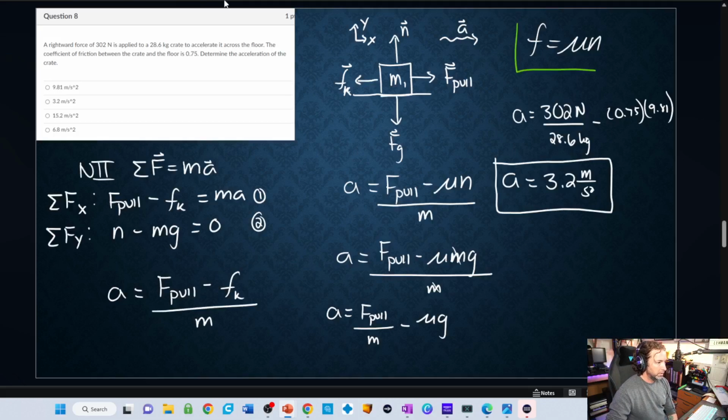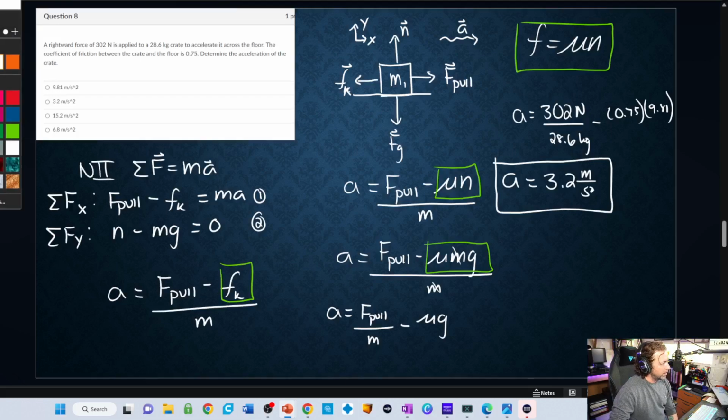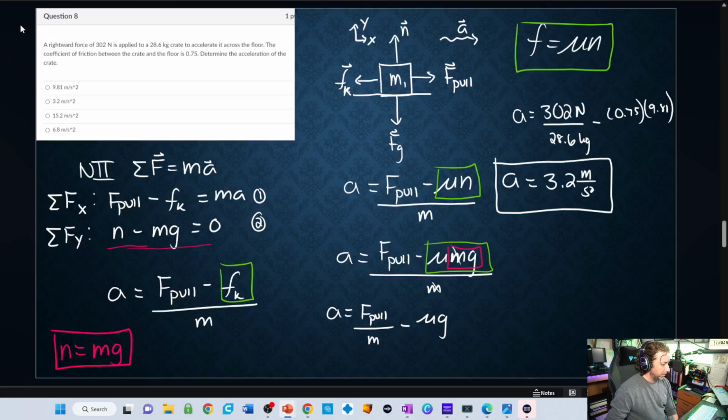So, just remember, we got the force of friction there. There's your force of friction. What about my normal force? Well, normal force is mg here, and we got the normal force from solving equation number 2 for the normal force. So that's where these terms came from, if you were wondering. So N equals mg from equation 2. And yeah, that's about it.